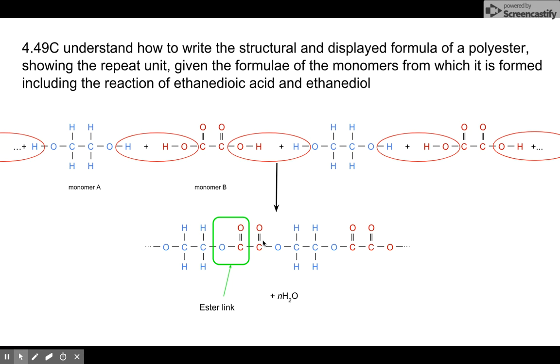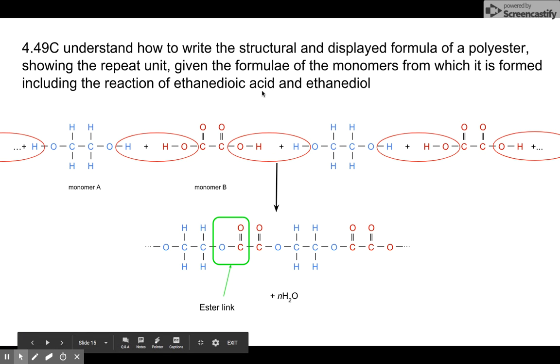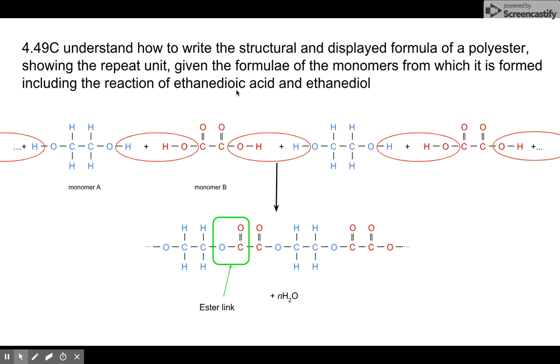You remember from your work on esters, the COO link is an ester group. So what we've got here is an ester link in our molecule. There's an ester link here in our molecule. There's another ester link. It shouldn't surprise you that we've got an ester linkage because we're reacting an alcohol with a carboxylic acid. And you should know when you react an alcohol with a carboxylic acid, you get that sweet smelling ester. This is now a polymer of an ester. And of course, we're going to call it a polyester. Okay, so all kind of links together, hopefully.